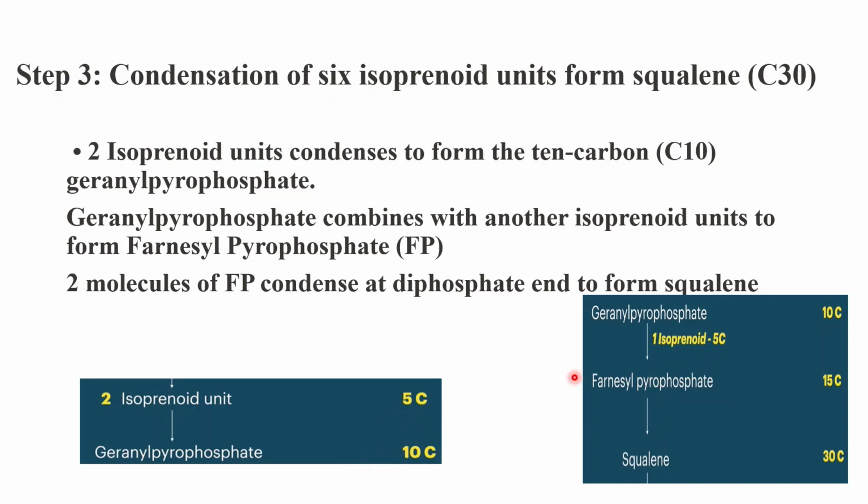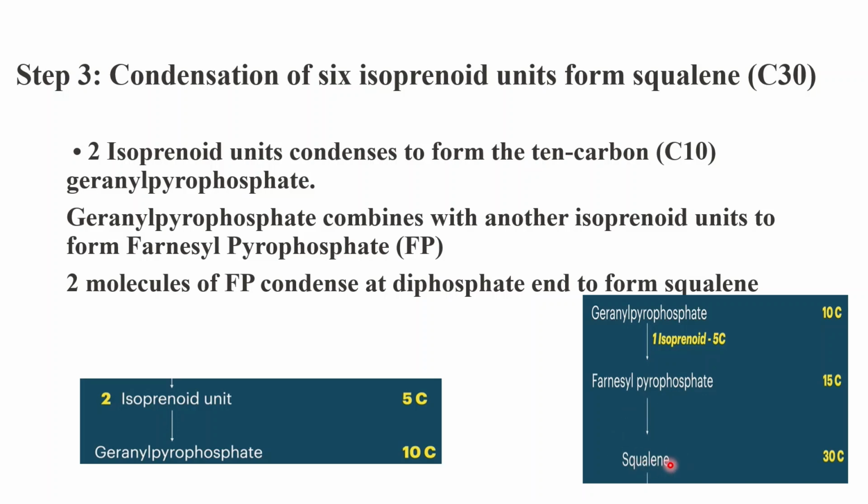And step 4 is the formation of lanosterol. So squalene can fold into a structure that closely resembles the steroid nucleus. Before closure occurs, squalene is converted to squalene 2,3 epoxide by a monooxygenase, that is squalene epoxidase, in the endoplasmic reticulum.